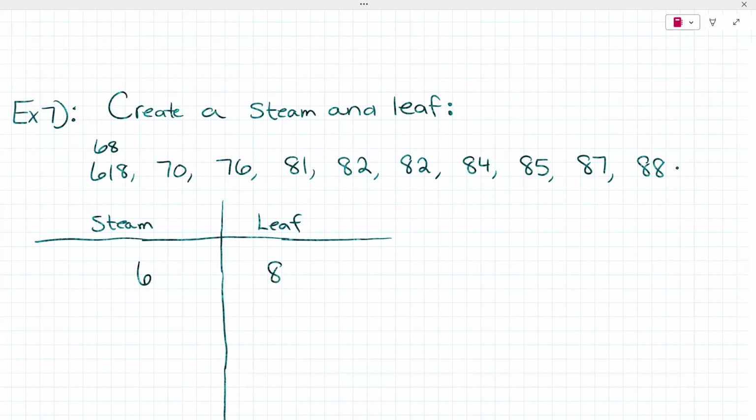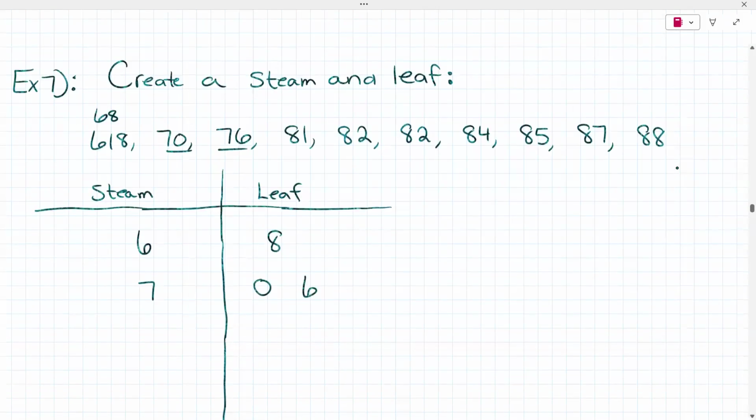Okay. Now, what about 70s? We have two numbers involved in the 70s. We have 70 and 76. And they're both by tens. So we're going to put a 7 here. And then for the 70, we're going to put the leaf as a 0. And then for the 76, we're going to put the leaf as 6.